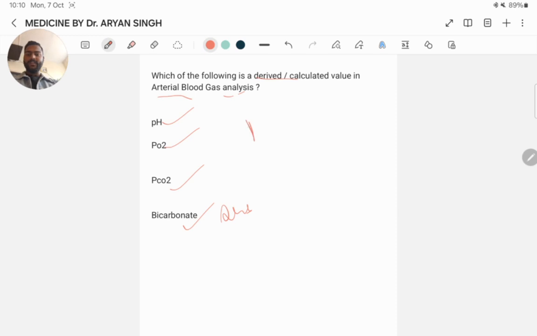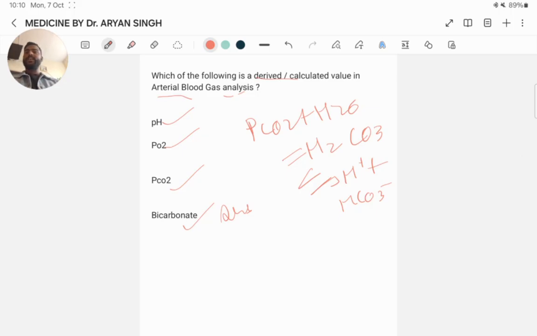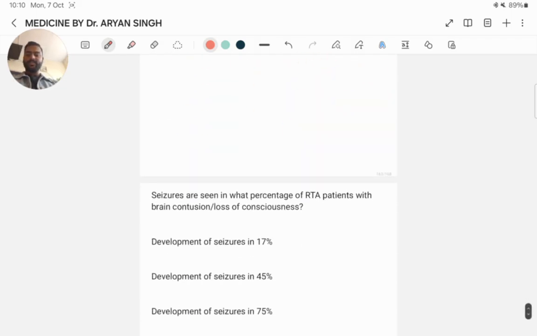What is the equation? Henderson-Hasselbalch: CO2 plus H2O is in a reversible reaction with H2CO3, which gives H+ and HCO3 ion. An increase in HCO3 occurs with either metabolic alkalosis or respiratory acidosis, and a decrease in HCO3 occurs in metabolic acidosis and respiratory alkalosis. Next question.